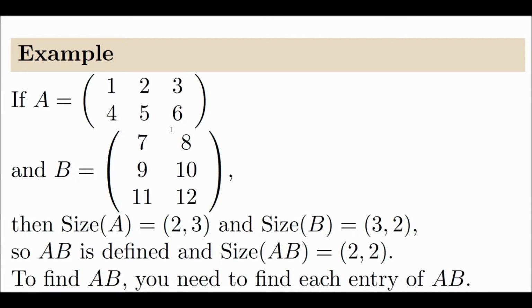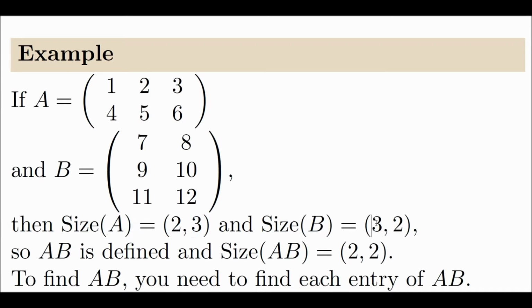Here's an example. Let's say A is this matrix 1, 2, 3, 4, 5, 6, and B is this matrix 7, 8, 9, 10, 11, 12. I want to multiply these matrices together. So look at the size of A. A is a 2 by 3 matrix. You look at the size of B. B is a 3 by 2 matrix.